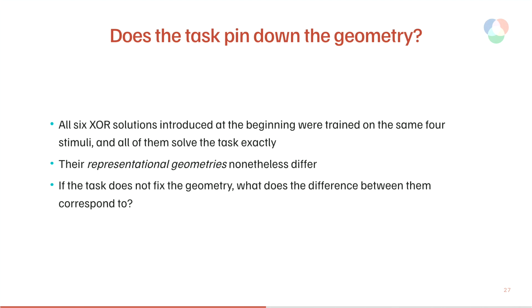Right? So the 6 XOR solutions I showed you at the very beginning, they were all trained on the same 4 data points that I showed you, and they all solved the task exactly. Nevertheless, and I haven't shown you this, but you'll see this in a second, the representational geometries all differ. Right? So clearly, solving the same task doesn't mean you have to employ the same representational geometry. So then, well, if the task does not fix the geometry, what does this difference in representational geometries that we observe correspond to? Or is there anything this difference corresponds to?